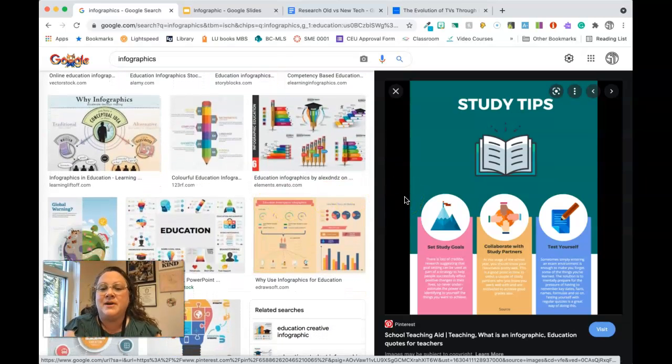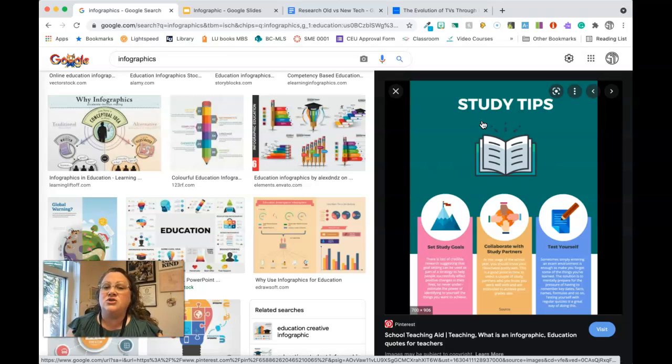I pulled up this one on the right-hand side that talks about study tips. I like this one because it's simple and it has the characteristics of infographics. The first thing an infographic needs is a headline. You know that this infographic is about study tips. There's no question about it.